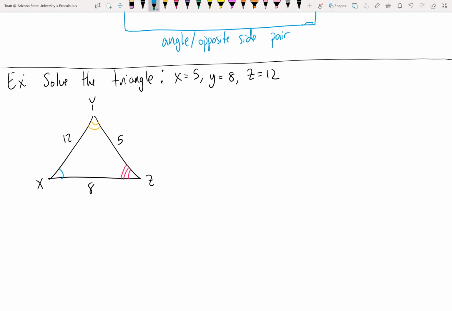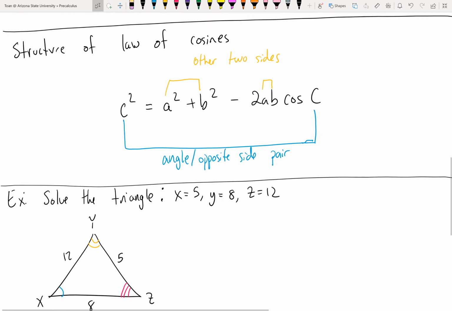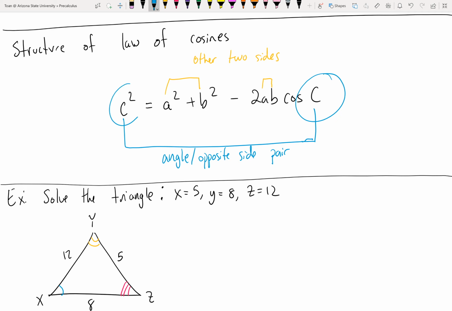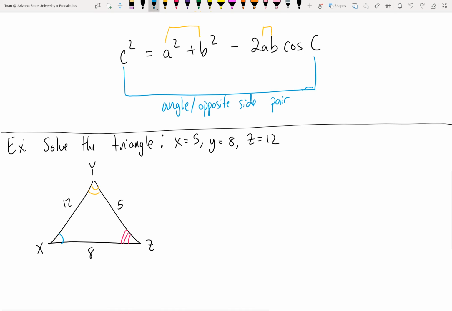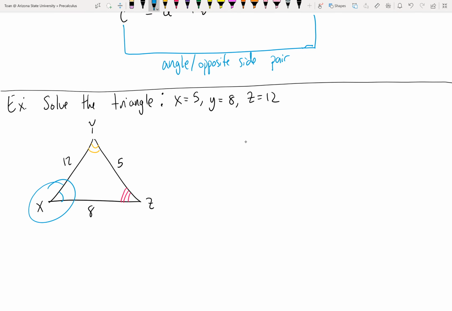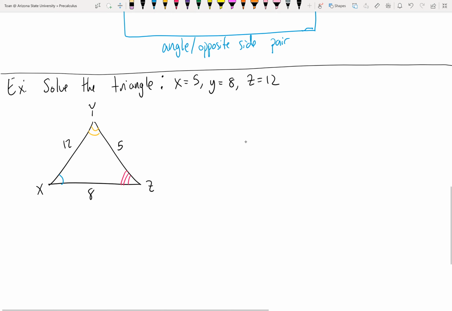Notice how, again, in the law of cosines, this angle and this side are always going to be isolated from each other. So we've made a declaration that we're going to solve for angle x, which tells us in the law of cosines formula whichever side length is by itself. The side length that's by itself will always be opposite the angle you're focusing on. Since we're focusing on angle x, I know that this 5 here should be by itself, squared. So let's use the law of cosines on this opposite angle pair here.